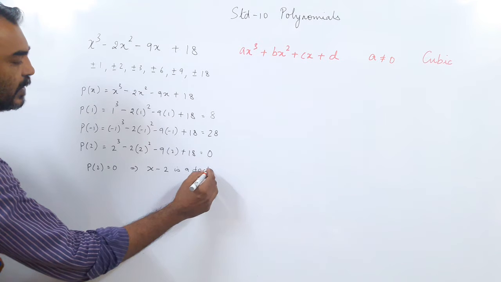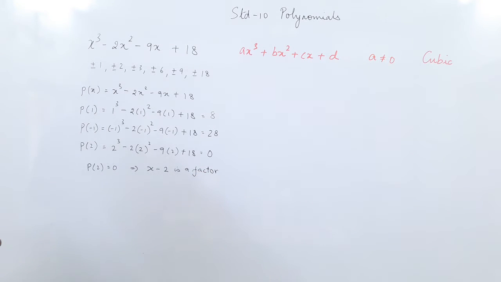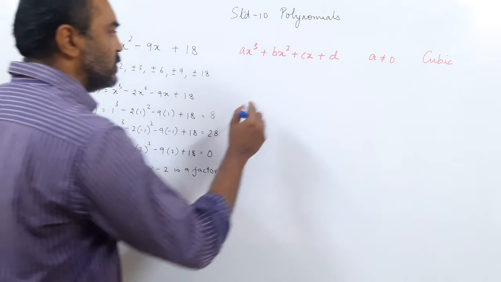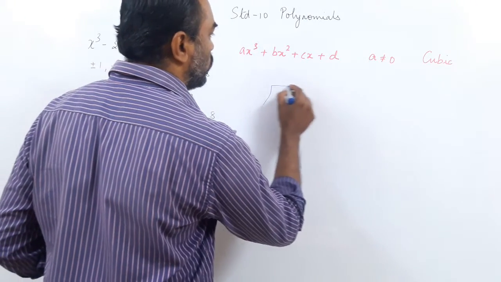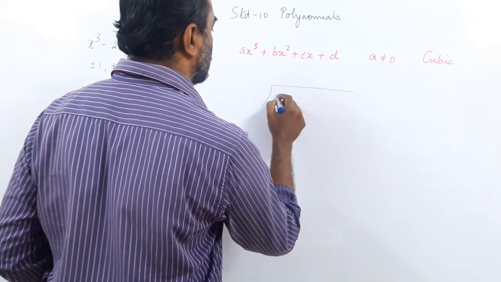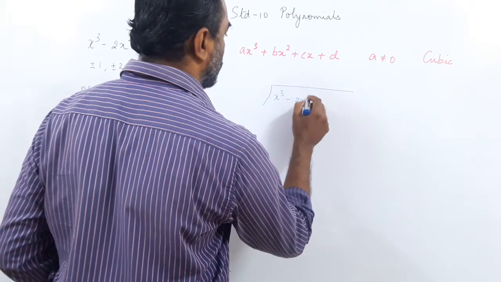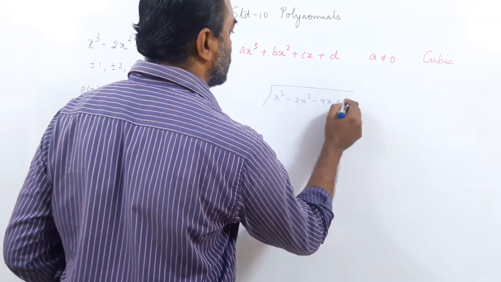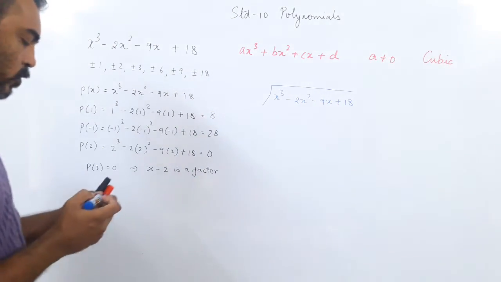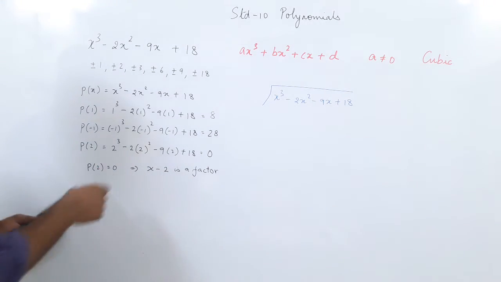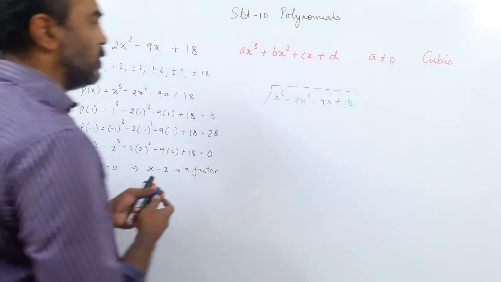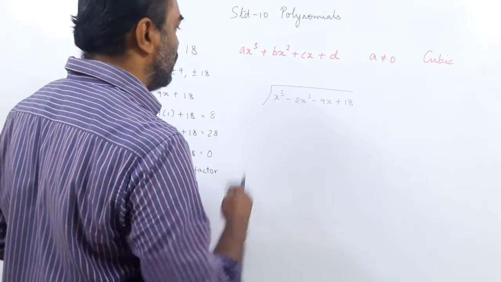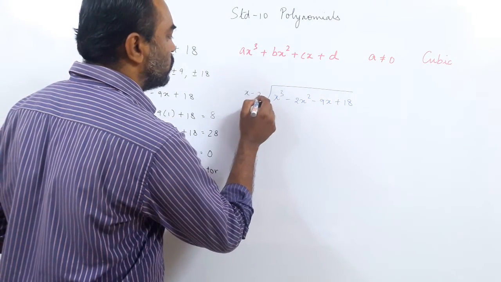So if you recall in the 9th standard, this is what we were doing. So we got x minus 2 is a factor. After we got the factor, what do we do next? The long division. And I hope you know the long division. X cube minus 2x square minus 9x plus 18. Now we already know because p of 2 is 0, then x minus 2 is a factor. So I will divide this by x minus 2.